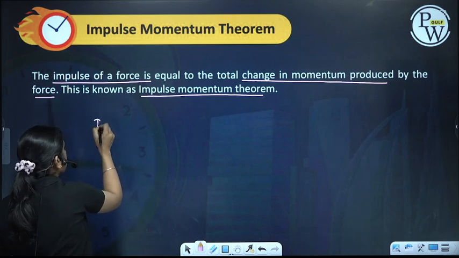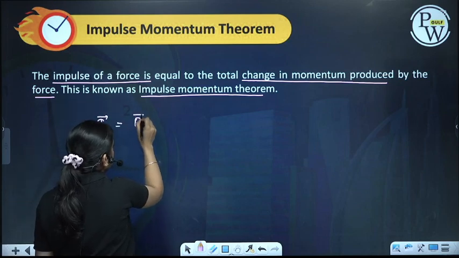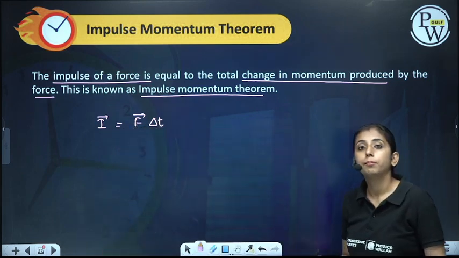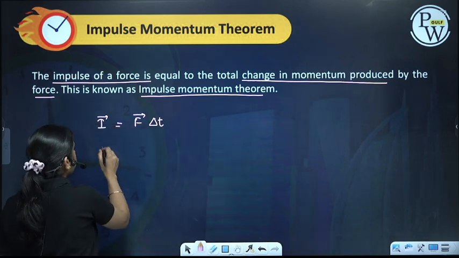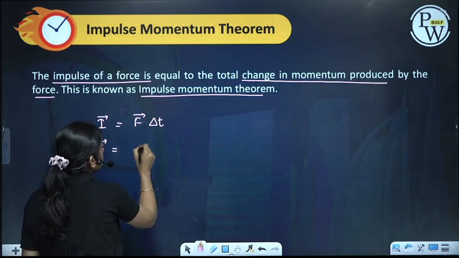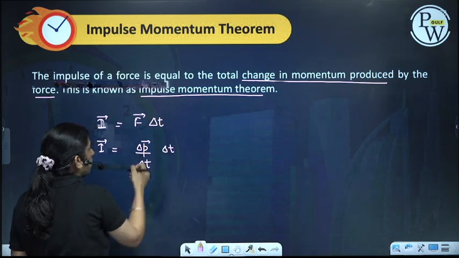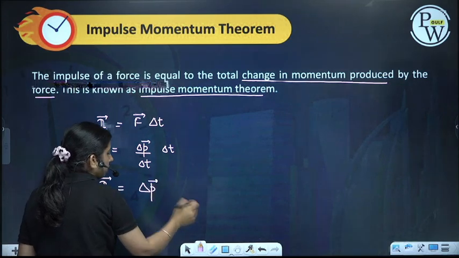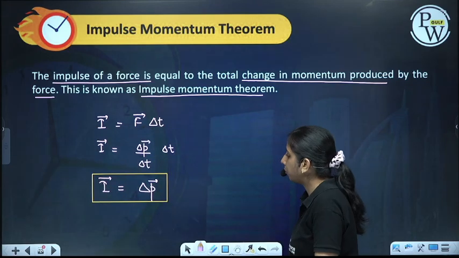Now let us calculate impulse. Impulse is equal to force into time. So if my force F is acting for a short time interval delta t, then impulse will be equal to F into delta t. And what is my force? Force is delta p by delta t, into delta t. This will get cancelled out. Impulse will be equal to, sorry, change in linear momentum.